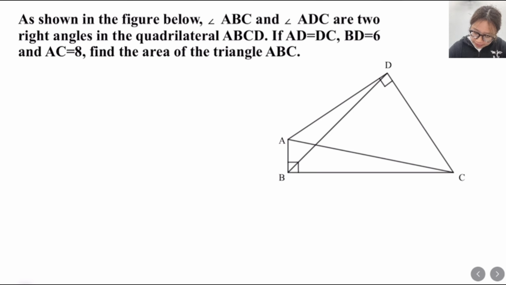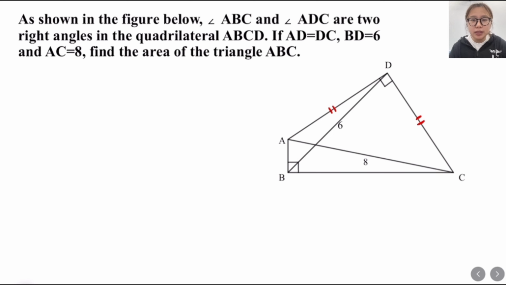First of all, let's mark what we know in the diagram. We know AD is equal to DC. BD is 6 and AC is 8. We want to know the area of the triangle ABC. The first thing that comes to our mind is to use the base times the height. However, we don't know the side AB or BC. We only know its hypotenuse.